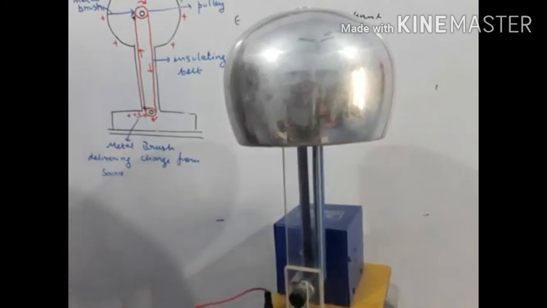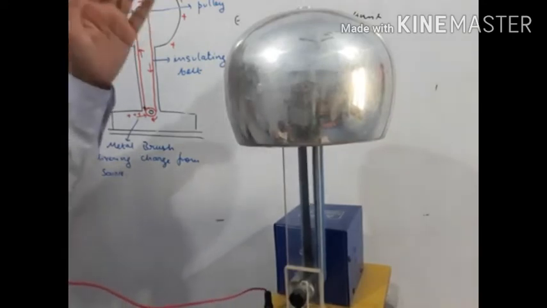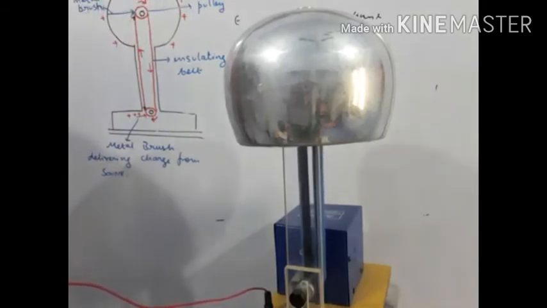I have told you, as this process continues, charge keeps on piling over that particular dome. And if it is good weather, good means dry weather, it will reach several thousands of volts, if not millions. Several thousands of volts of potential will be generated by this particular generator.